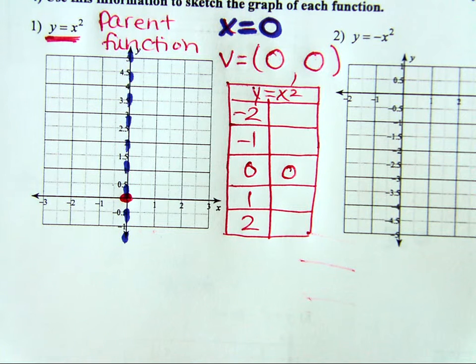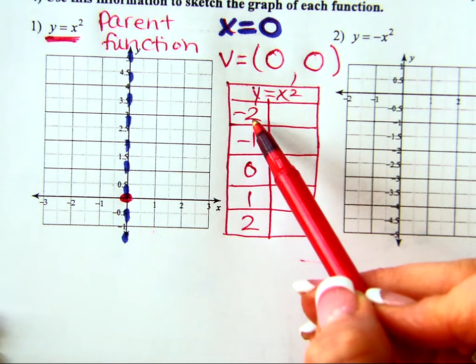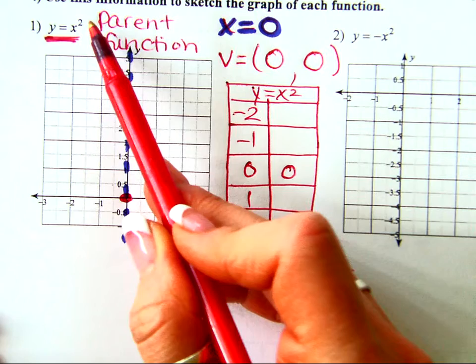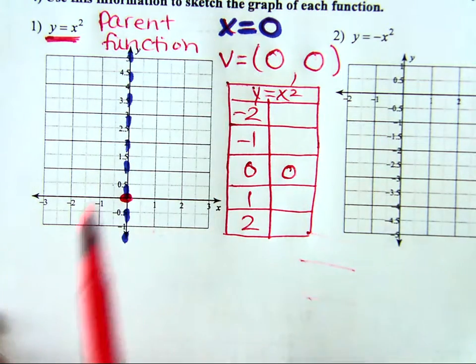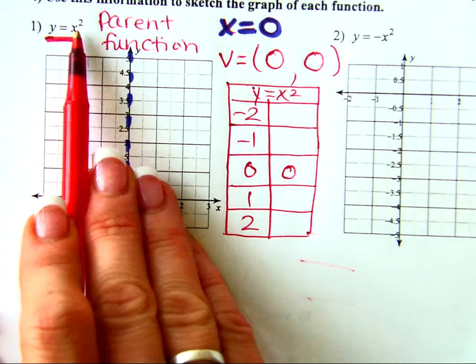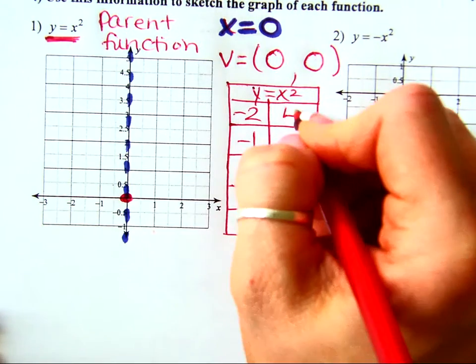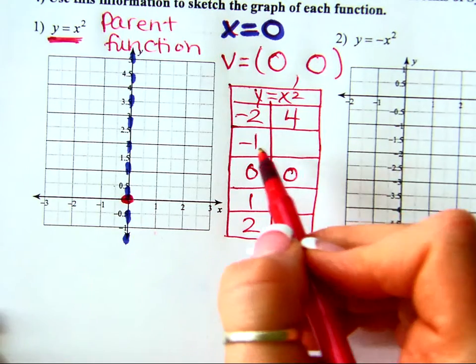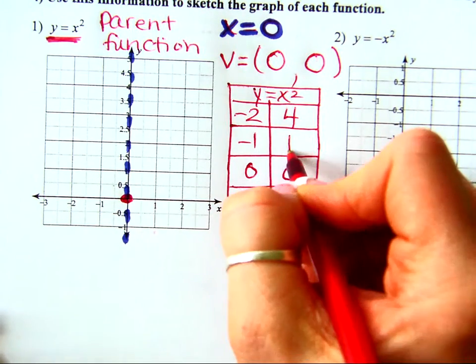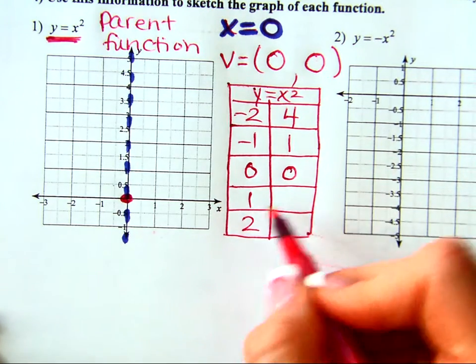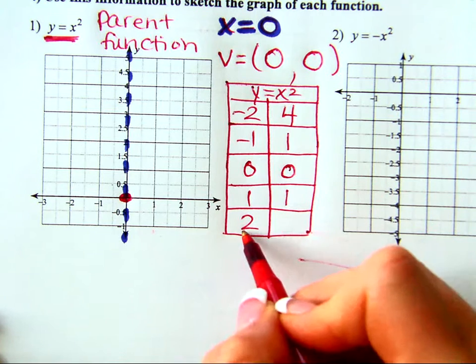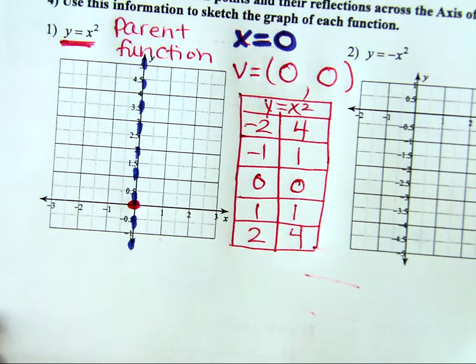So now what I'm doing is taking this x, plugging it in here, and squaring it to get the y. So what is negative 2 squared? Negative 2 times negative 2 is positive 4. Negative 1 times negative 1 is 1. 1 times 1 is 1. And 2 squared is also 4. So I have 5 points right now.